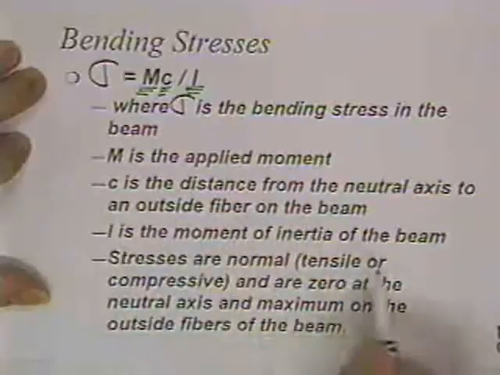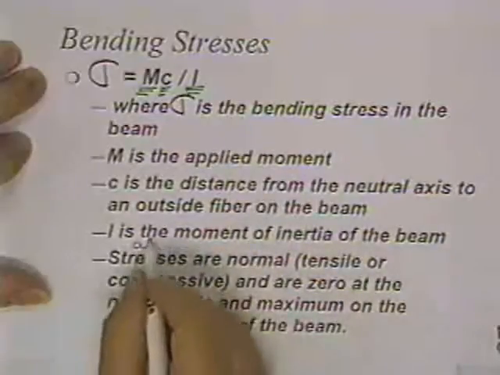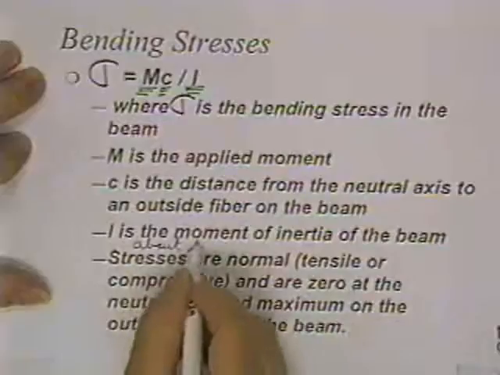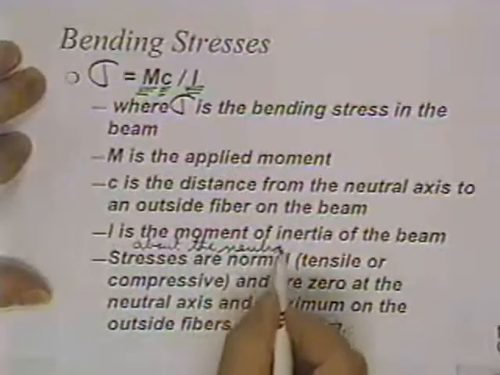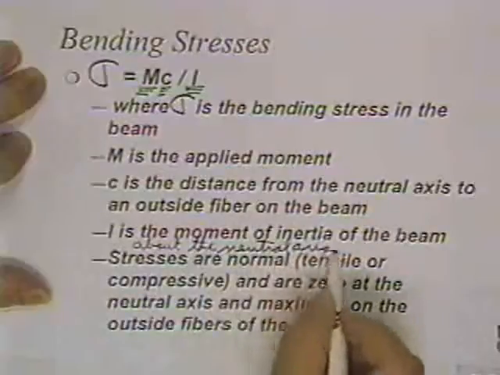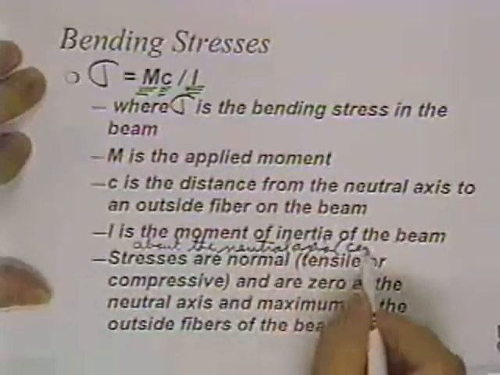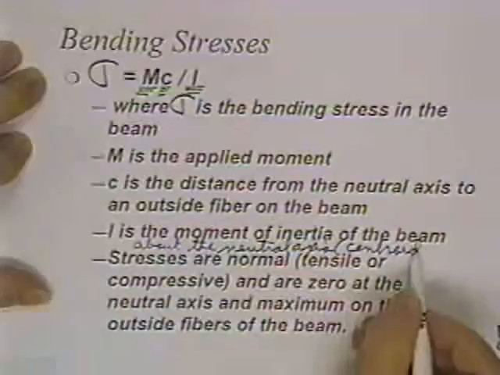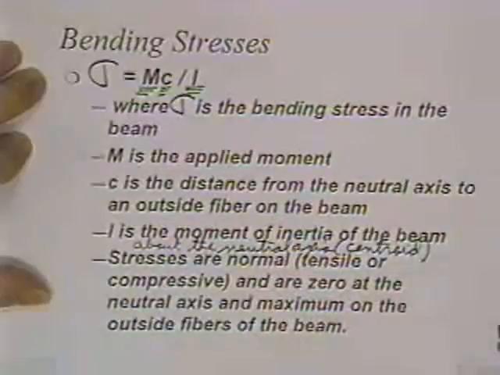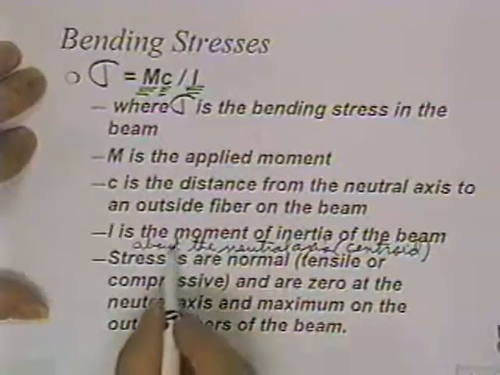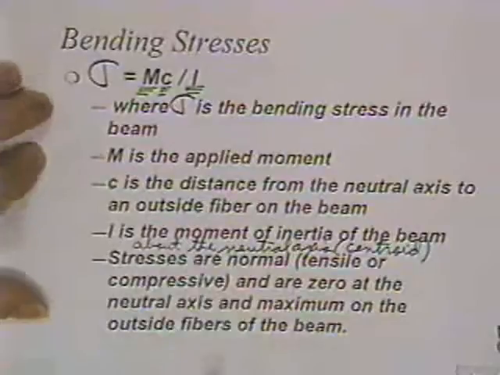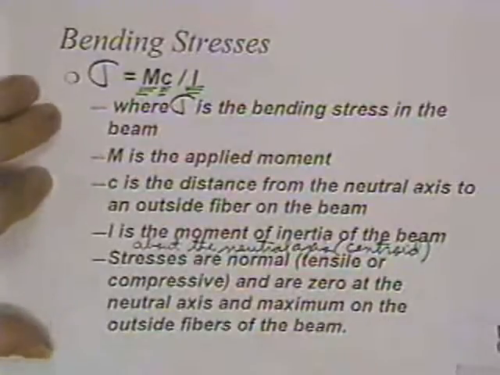I is the moment of inertia of the beam. This should say about the neutral axis, about the centroid. Now, the reason you need to emphasize that is a lot of the ME profs showed you how to get the moment of inertia about the base. It has one, but it just doesn't bend about that line. It always bends about the centroid.